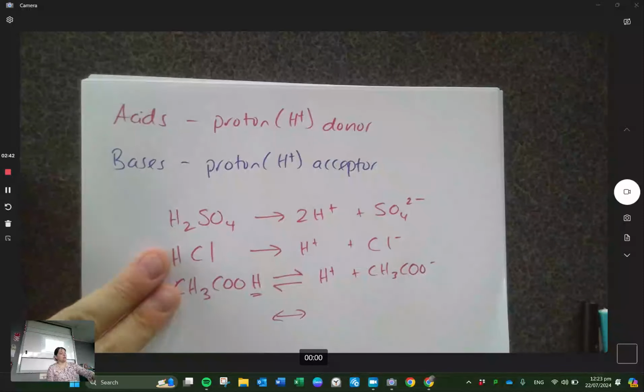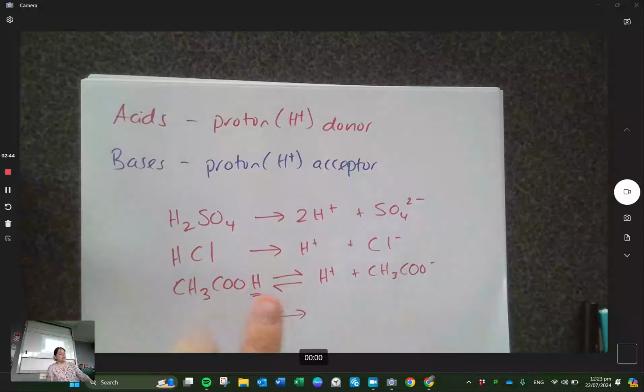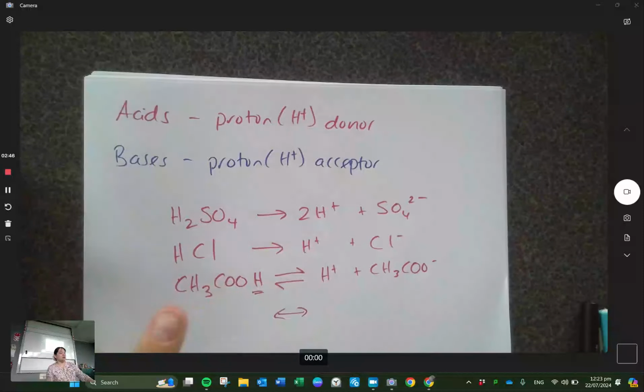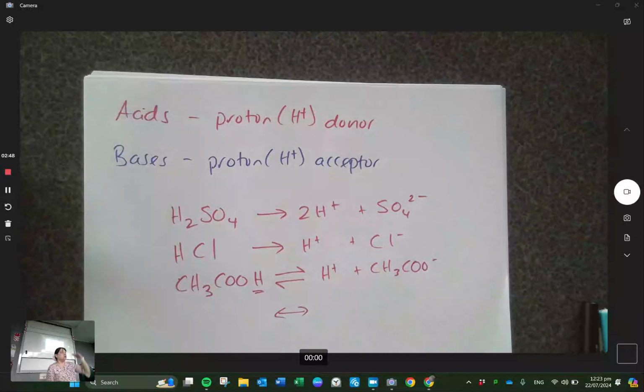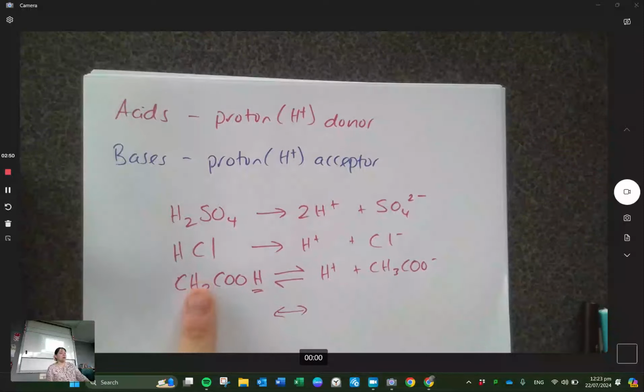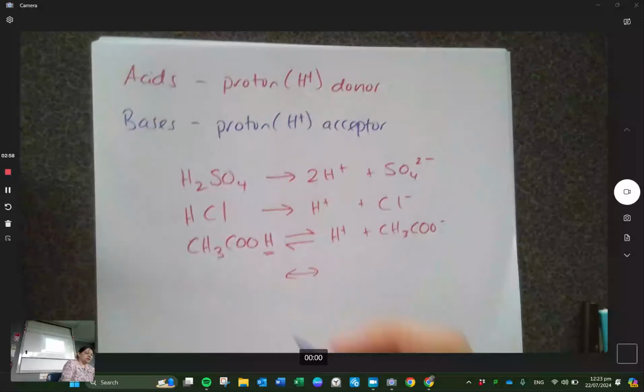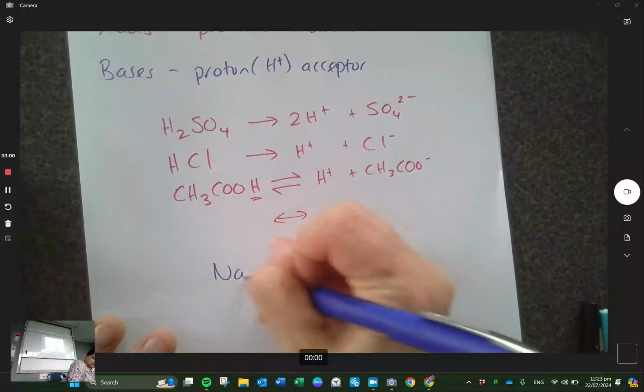So even though these two might be at the same concentration and they both release 1 hydrogen ion, this one isn't going to fully dissociate. So that's why acids have different strengths. That's why ethanoic acid is basically what we find in vinegar, and that's why we can eat it. It's not as strong.